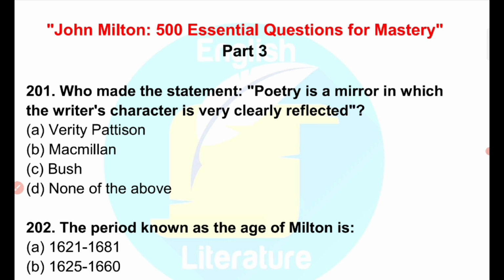Who made the statement: poetry is a mirror in which the writer's character is very clearly reflected? Option A, Dryden. He made this statement about poetry, emphasizing that a poet's works reflect their characters, emotions, and thoughts. Poetry is often seen as a form of self expression where personal beliefs, philosophies, and inner struggles become evident. This idea aligns with romantic theories of poetry, where poets like Wordsworth believed poetry was a spontaneous overflow of powerful feeling.